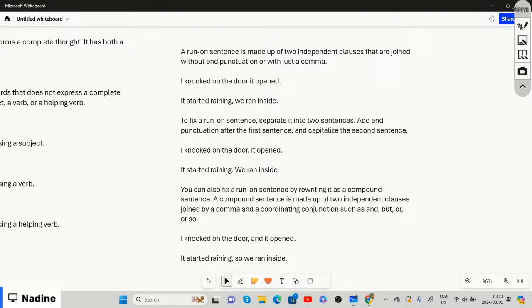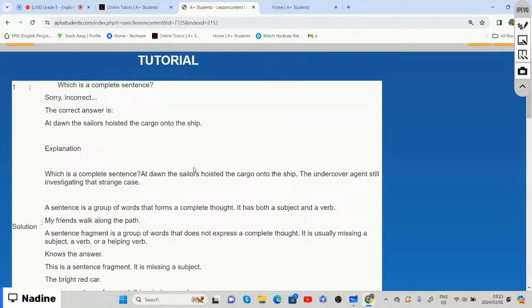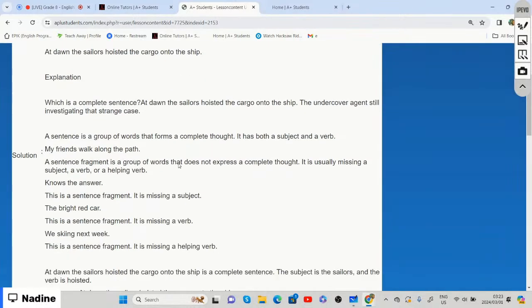All right. So we are doing our tutorial lesson on aplusstudents.ca. So now we're going to our tutorial. And our chapter is sentences, fragments, and run-ons. The first lesson that we are focusing on is: is it a sentence or a fragment? So we already went over the explanation of what a sentence is and what a fragment is.